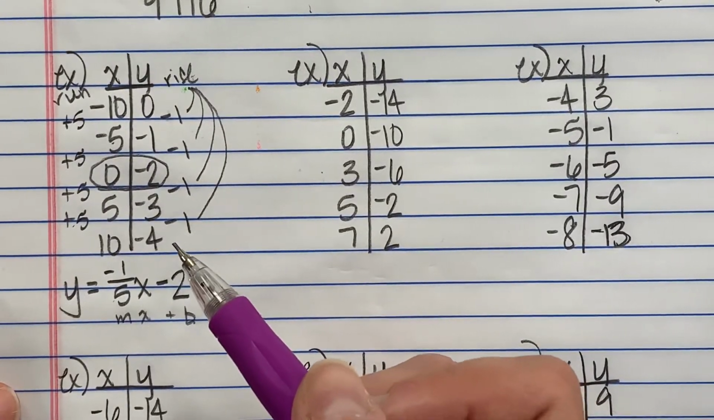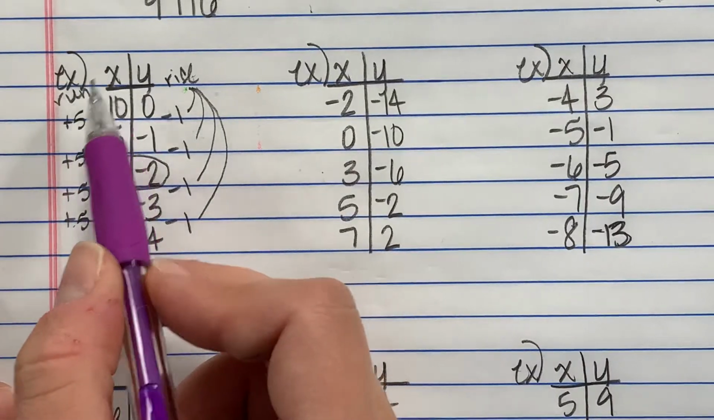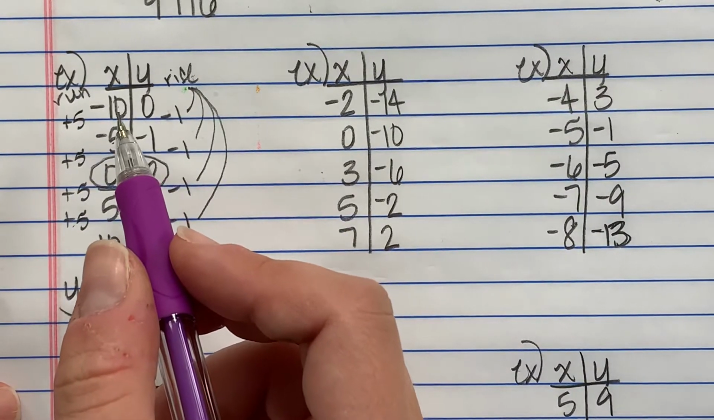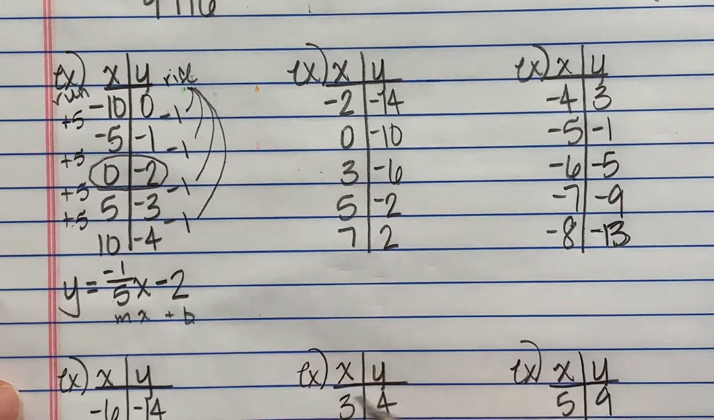It's easy to remember because rise from your y's rhymes, and then run from your x's just sounds like something funny somebody who is not a very good boyfriend or girlfriend would say.